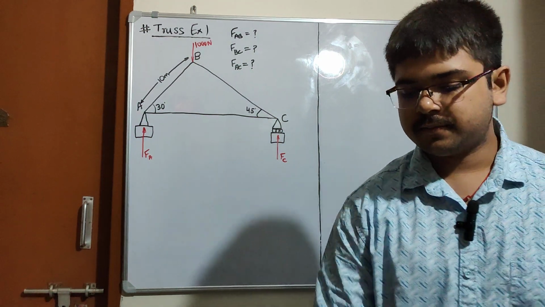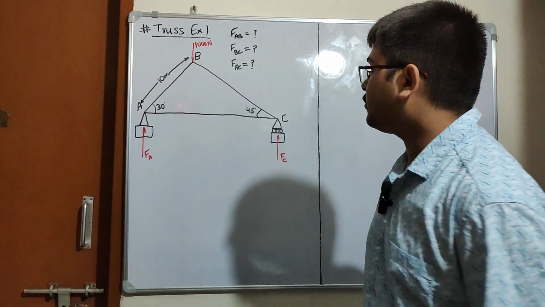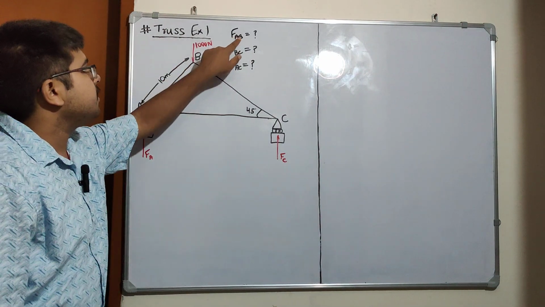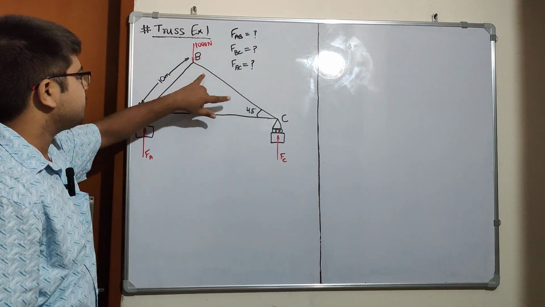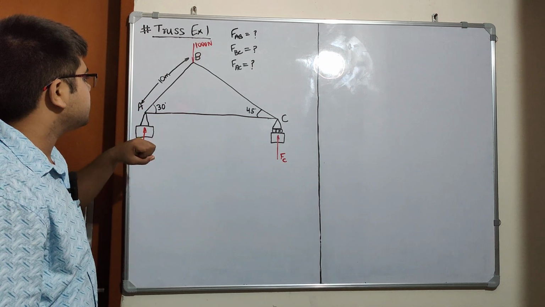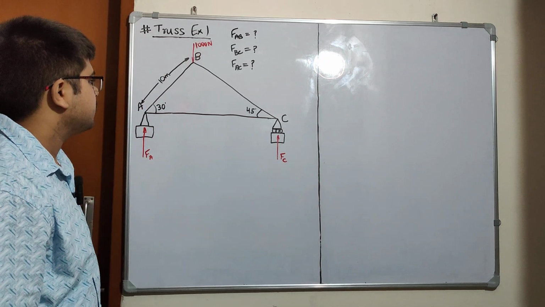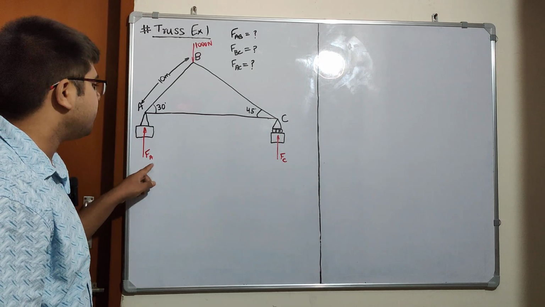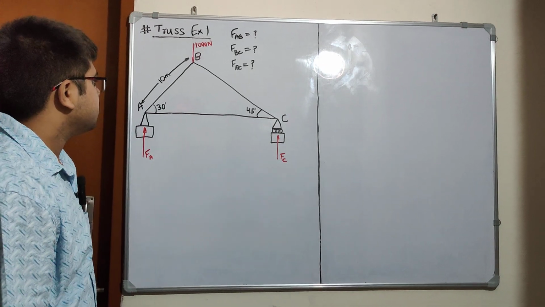Now we have to find the force in all the members, that is force in AB, force in BC, and force in AC. Also, we have to find the reactions FA and FC.